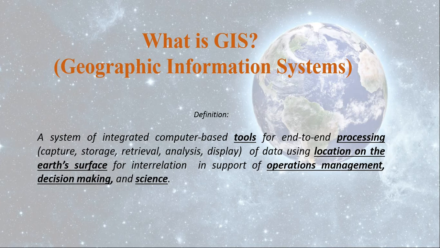What can we understand from this definition? We can understand that GIS is a set of integrated tools for spatial analysis. GIS encompasses end-to-end processing of data, capture, storage, retrieval, analysis, modification, and display. And here, end-to-end means from the very beginning to the very end. GIS uses explicit location on the Earth's surface to relate data. GIS aims at decision support as well as ongoing operations and scientific inquiry.